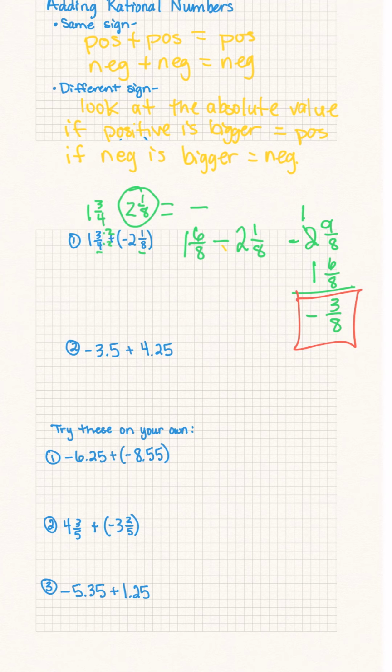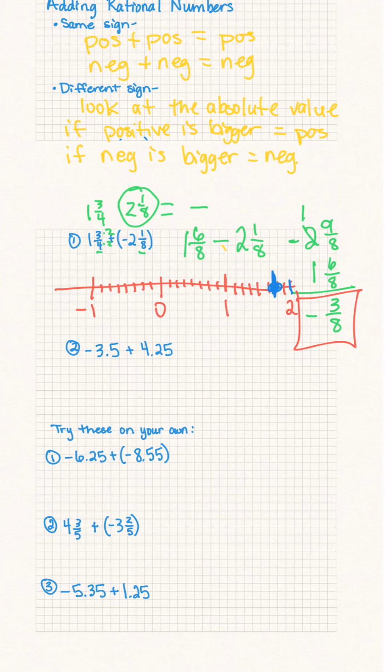If you want to think about it on a number line, you can draw a number line. So here's my number line. And we are going to be at 1 3/4. So here is 1, this one is 2. So here is 3/4 or 1 6/8. So this is where we're starting. And we are going to subtract 2 1/8.